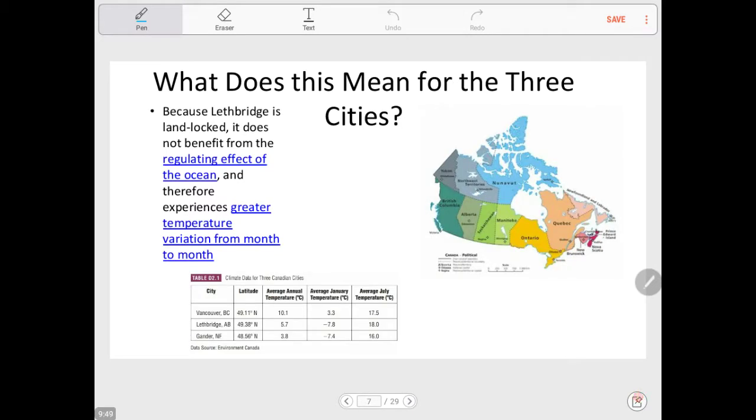Now, let's look at Lethbridge. So Lethbridge, I'll just kind of go here. You're going to be in Alberta, okay? Because Lethbridge is landlocked, it does not benefit from the regulating effect of the ocean and therefore experiences greater temperature variation from month to month.